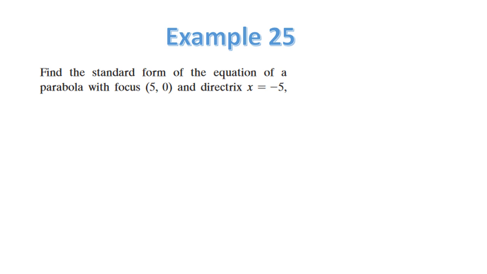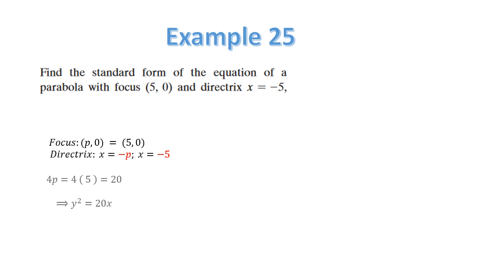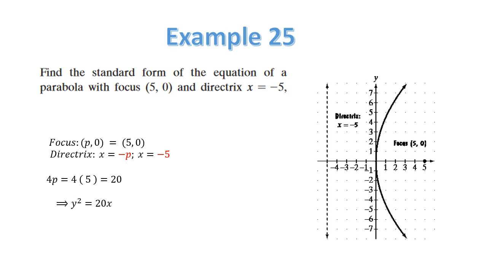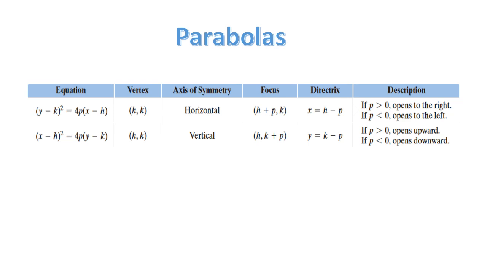Now we need to write the standard form of the equation of the parabola with focus (5, 0) and directrix x equals negative 5. So the solution is y squared equals 20x. The focus is at (5, 0), and the directrix is x equals negative 5.